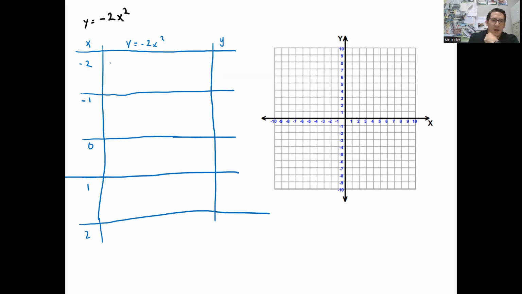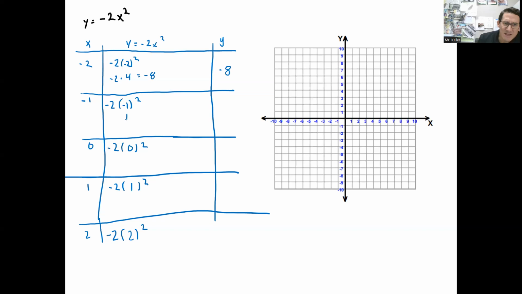So here, negative 2 times x squared, repeated for each value, and go put in the x's. So that's the negative 2, negative 1, 0, 1, 2. Now go back through and calculate this out. So negative 2 squared is 4. So you get negative 2 times 4 is negative 8.